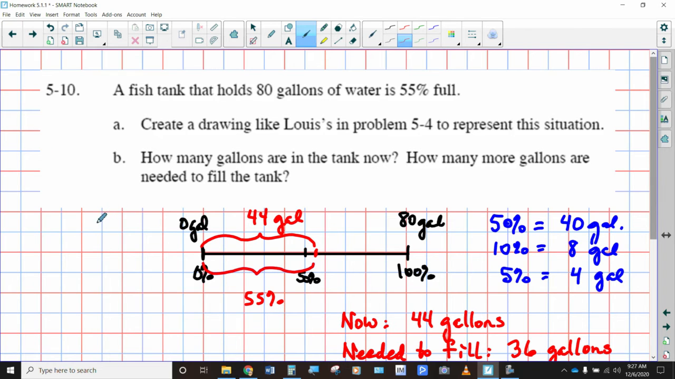And here's yet another one where you can use proportional reasoning. You can use some mental math logic, and you can use proportional reasoning. So let's read through the problem.